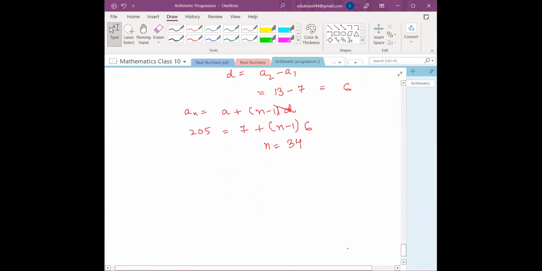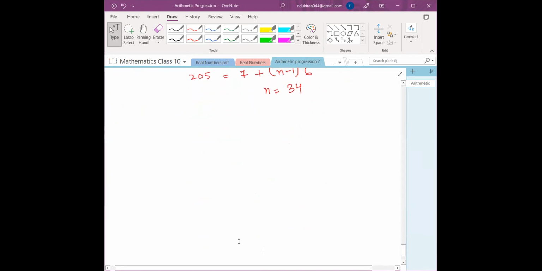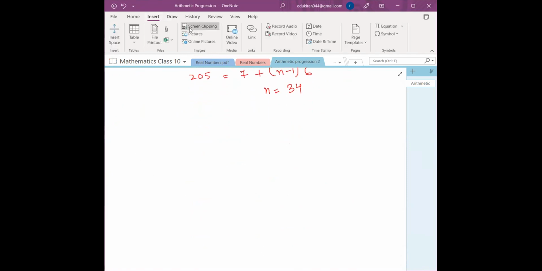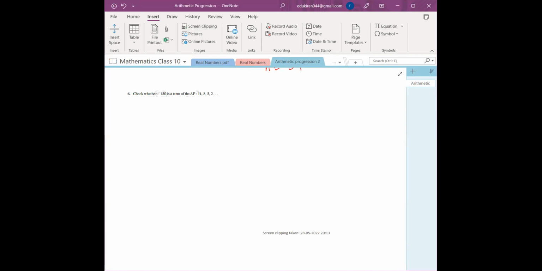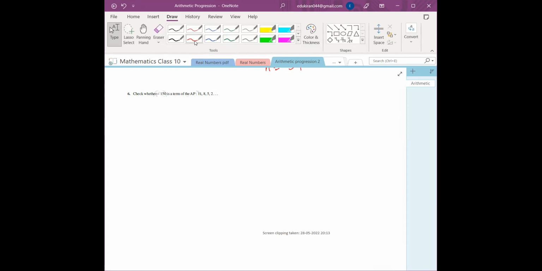Come to the next question, which is the sixth question. Please have a look. Now, check whether minus 150 is a term of this AP, right? How will you check here? Now you have to check whether minus 150 is a part of this AP or not.